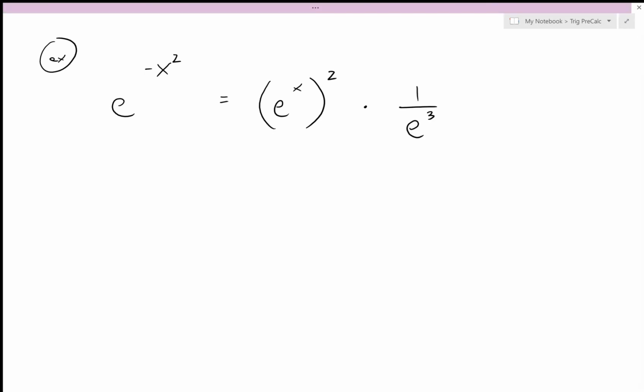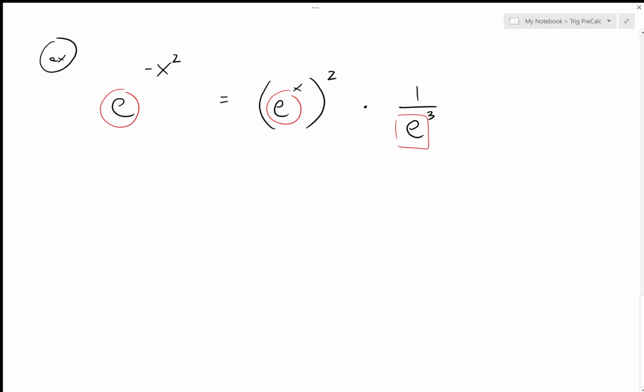So let's see another one. e to the negative x squared equals e to the x, times 1 over e to the third. Now, e is the base on all of these, and e is just a number. We can look that up on our calculator and get a value for it, but e is the base. Right now, we've got e base here, e base here, and kind of an e base here, but it's on the bottom of a fraction. Everything else is on the top.